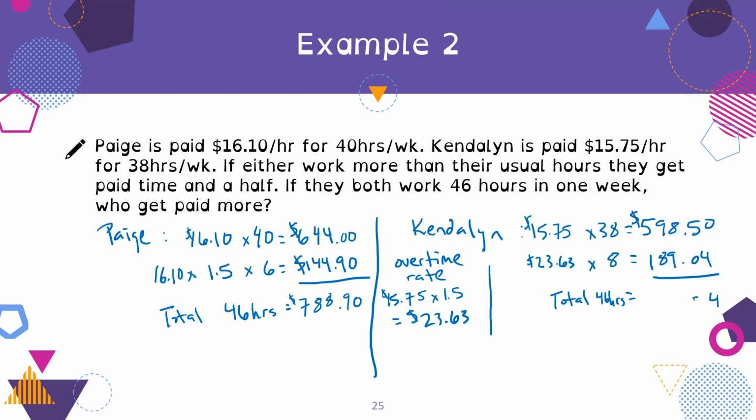So 50 plus 4 cents is 54 cents. $8 plus $9 is $17. So then 10 plus 90 is 100 plus 80 is 180. And then 100 plus 500 plus 100 is 700. So Kenilyn makes $787.54 and Page makes $788.90. So Page gets paid more.